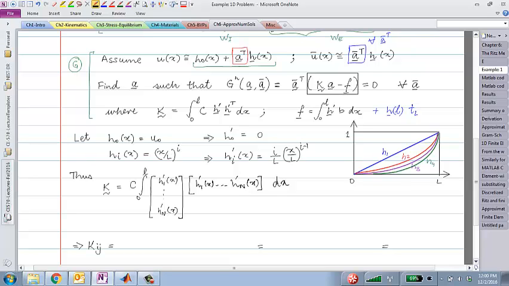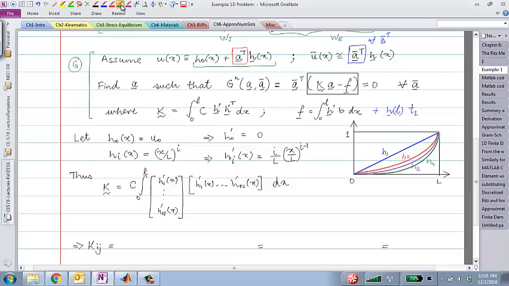Let's say if I have 5 functions, h1, h2, h3, h4, h5, there will be a 5 cross 1 vector here, a 1 cross 5 vector here. That would give me a total matrix of 25 entries, right? 25 integrations we would have to do to find that matrix. But right now I am saying that it could be n. So n cross n, n squared integrations we have to do.